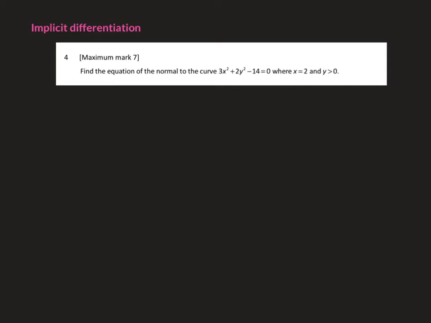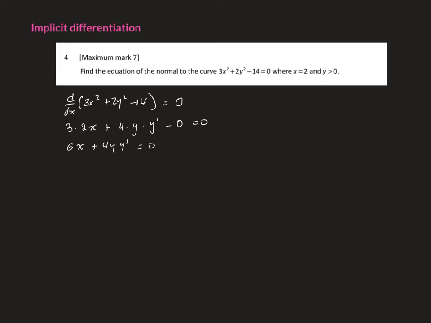So let's begin with the derivative. The derivative with respect to x of the function 3x squared plus 2y squared minus 14 would be equal to the derivative with respect to x of 0, and that is 0 as well. Now we can differentiate the left-hand side, and that's going to be 3 times 2x plus 4 times y dash minus the derivative of 14, which is 0, and then equals 0. So we can rewrite this as 6x plus 4y dash equals 0.